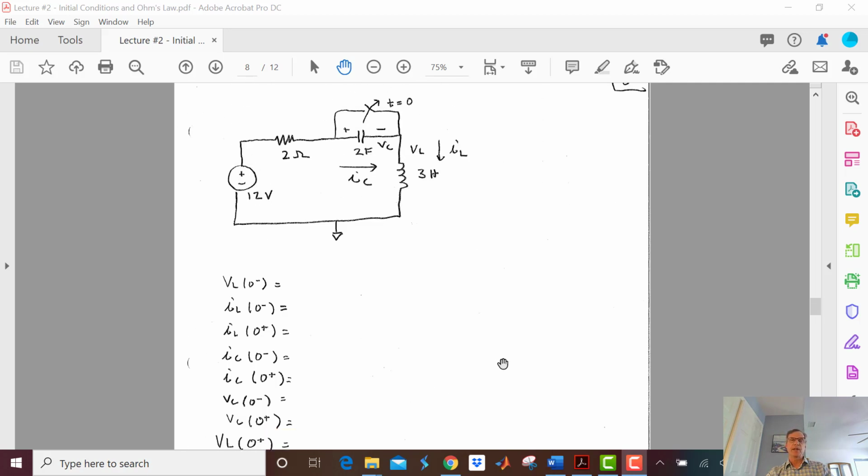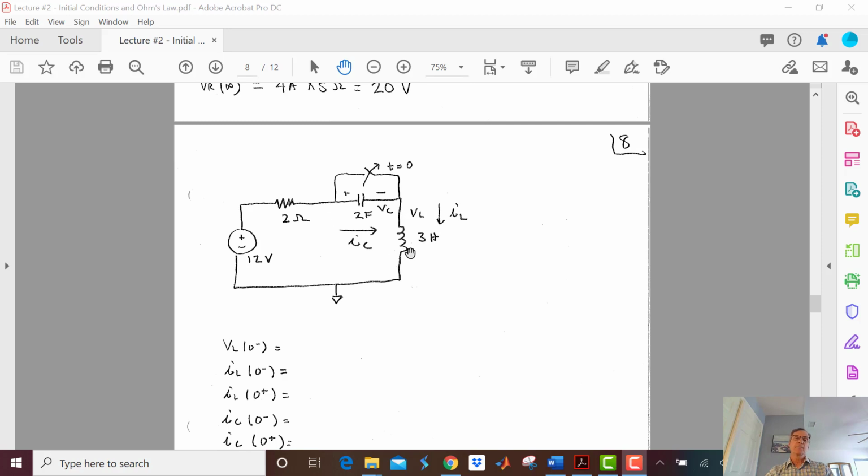VC at infinity. So at time equals infinity, I'm going to have no current through the capacitor. So I got no current through the switch because it's open. I have no current through the capacitor.